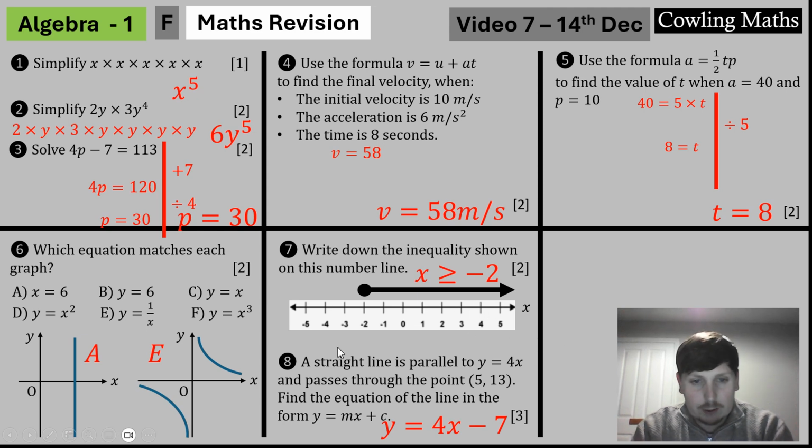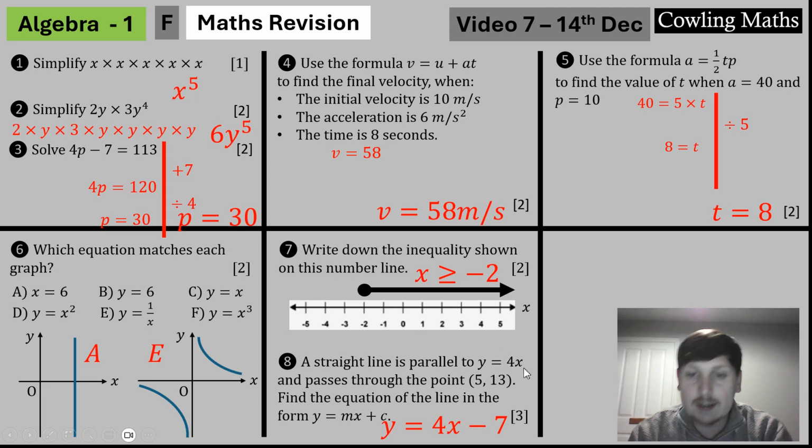Right, question 8 is quite a tricky one. It says a straight line is parallel to y equals 4x and passes through the point (5, 13). Find the equation of the line in the form y equals mx plus c. So firstly, if it's parallel, it must have the same gradient and steepness. You might know, well, I'm hoping you know already, that using y equals mx plus c, the gradient of this line is 4 because there are 4 x's.